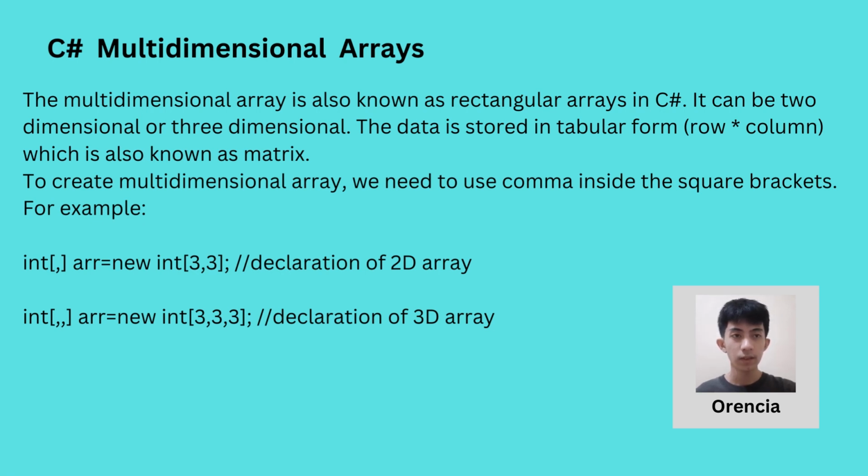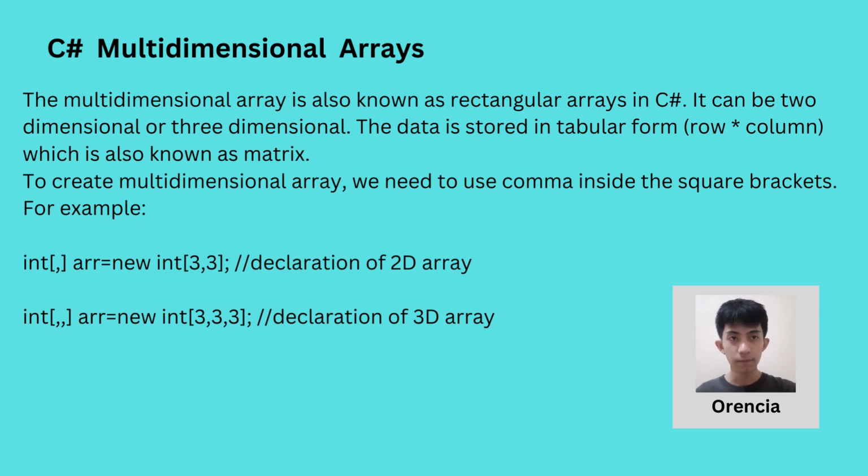After this code is executed, r will contain a two-dimensional array with 3 rows and 3 columns, and all the elements in the array will be initialized to their default values, in this case, 0. You can then access and modify the elements of the array using a pair of indices, one for the row and one for the column.